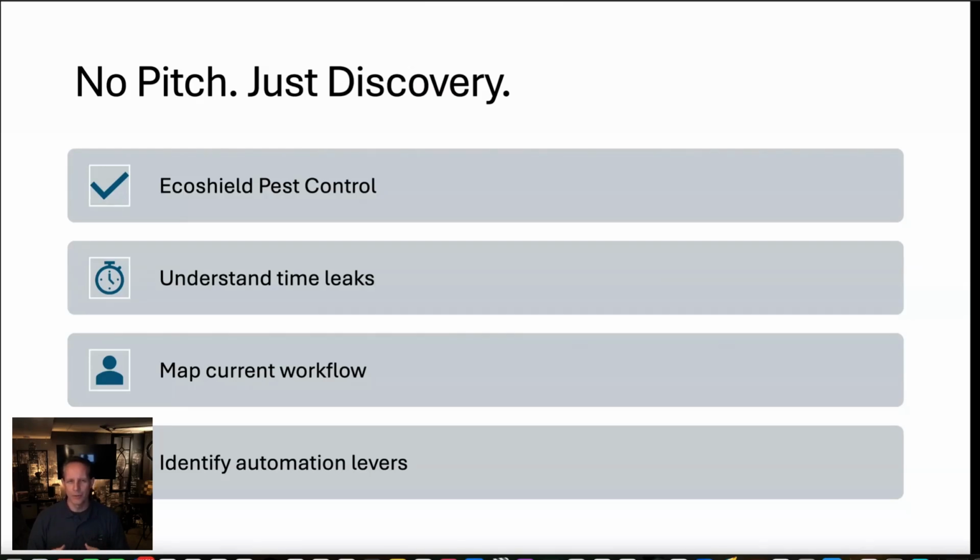We try to understand where the time leaks are, where we can improve on a process that actually moves the needle a lot, right? We will map a current workflow that we suggest you implement, and then we identify those automations that have the biggest impact for your business. That's all we want to do in this discovery call, and it doesn't have to be more than 30 minutes.